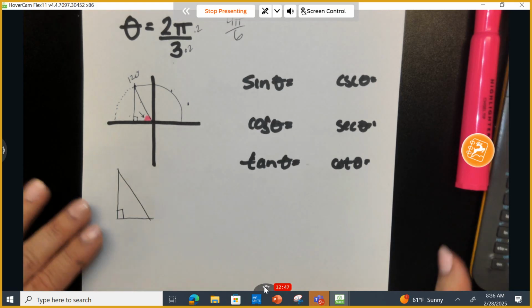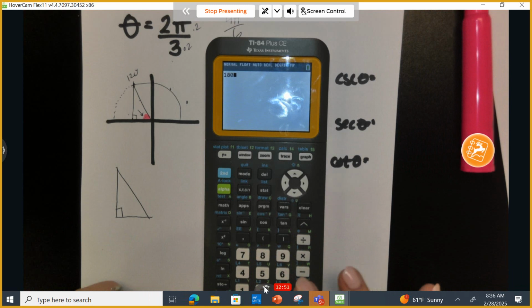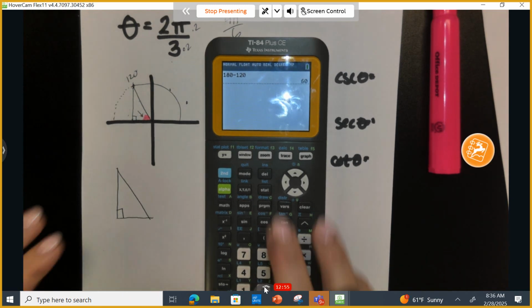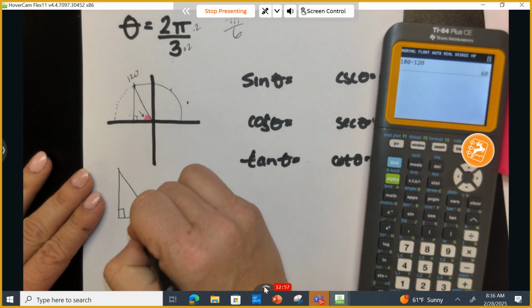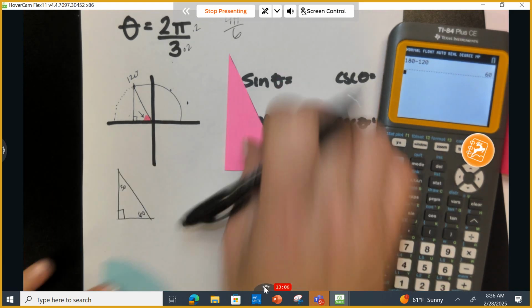So if you weren't sure, it looks like some of you already know. If you weren't sure, we can go 180 minus 120, and that's going to be the remainder, which is 60. So this angle is 60. That means this has to be 30. Everything we're working today is based on those common angles, 45, 45, 90, or 30, 60, 90.